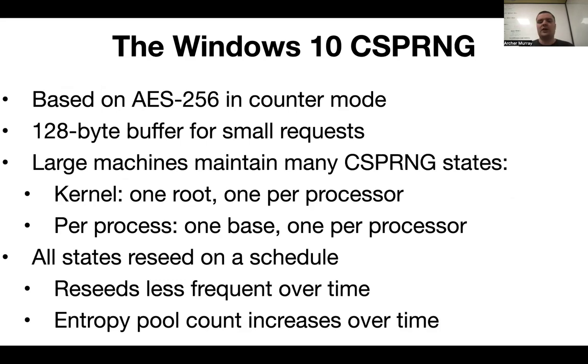Now, all of these CSPRNG states are reseeded according to a schedule. The first reseed occurs after 1 second, then after 3 seconds, then after 9, then after 27, and so on, up to a limit of 1 hour between reseeds. And if any given CSPRNG finds that it is out of date, then it'll reseed based on CSPRNGs below it. So like each per-process per-processor CSPRNG will reseed based on the per-process base RNG. And if that's out of date, then it'll reseed based on the root PRNG, which is by definition always considered to be up to date.